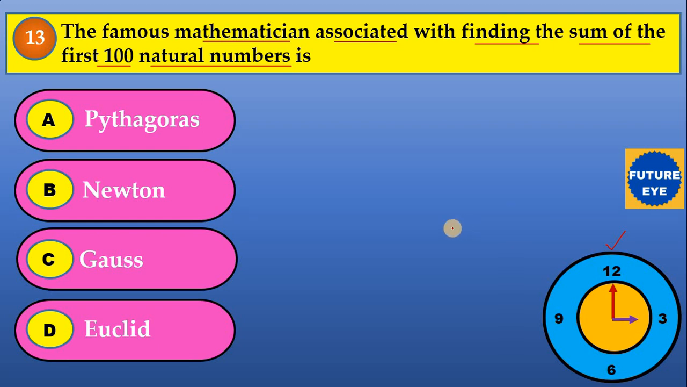Time up, children. Let's see the answer for this question. That is option C, Gauss. He was the person related to the sum of the first 100 natural numbers. He found the formula for the sum of the first 100 natural numbers.